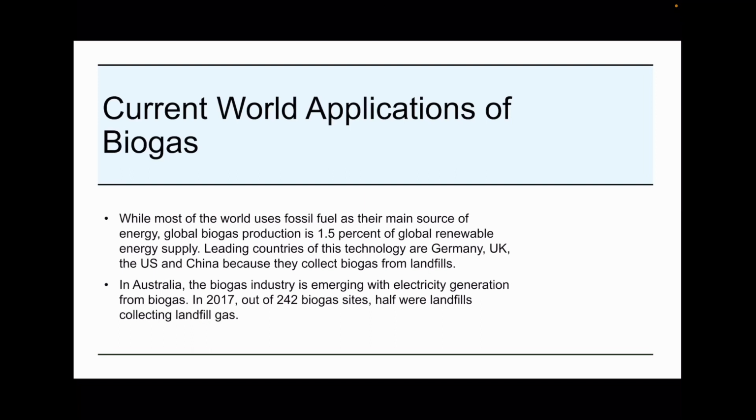There's many countries that use it. The leading countries are Germany, UK, the US, and China, as they collect biogas from landfills. And in total, only 1.5% of global renewable energy is produced by biogas. In Australia, the biogas industry is emerging, and in 2017, there were 242 biogas sites, half of them were landfills collecting landfill gas.